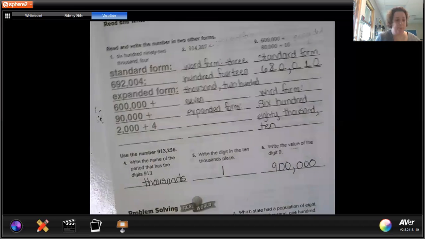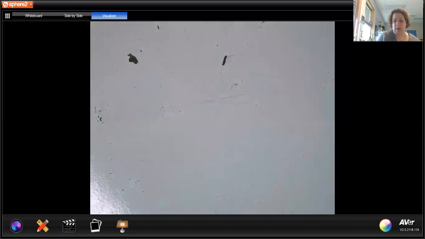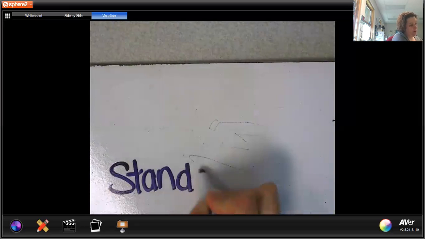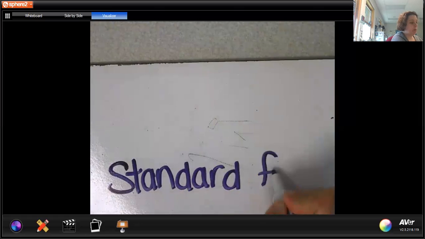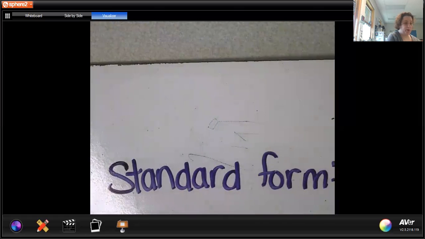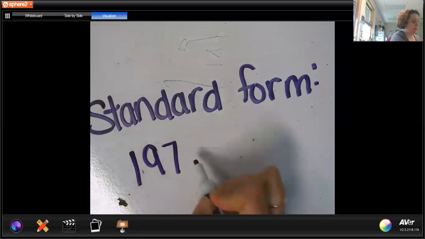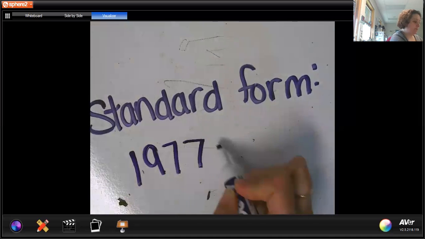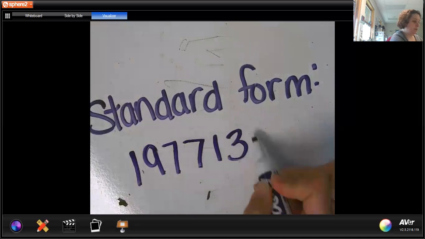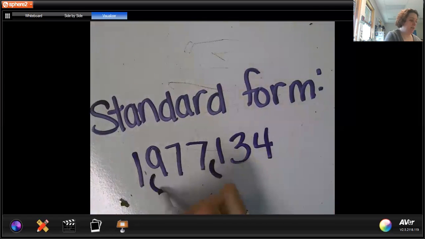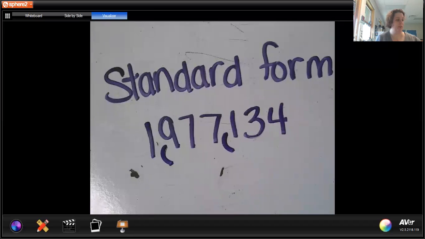All right, I'm going to do one more example of another number where I'm going to show you all of the forms of the number. So I'm going to start with standard form. All right, so I'm going to go with a really big number this time. The commas go every 3 places. So the standard form of the number looks like this.